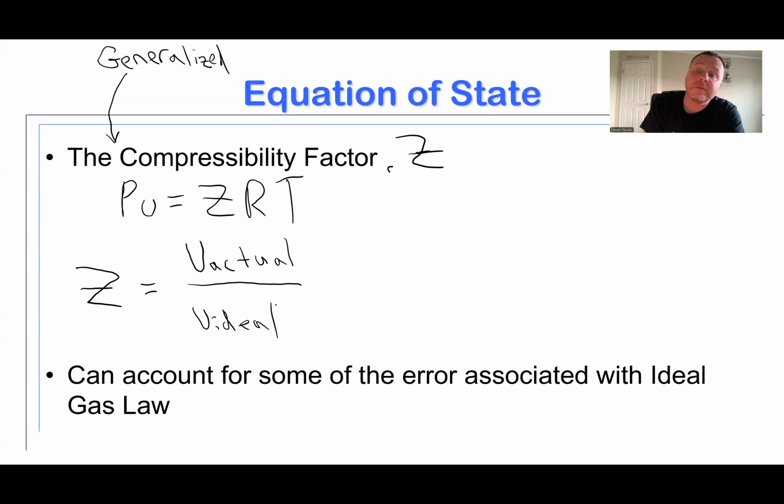The Z value is a comparison between the two. How close is the actual value, if I have actual substance in front of me, compared to what I would compute using the ideal gas law? That ratio is the Z value.